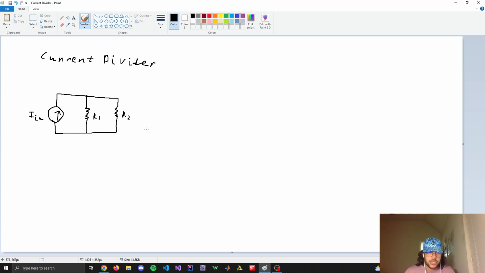And very similarly for a current divider, this one instead we're going to write a KCL. So this is going to be I1, I should say this is I2, and then this is I3. So I1 is just IN, so I'll write the KCL, which is going to be IN is equal to I2 plus I3.